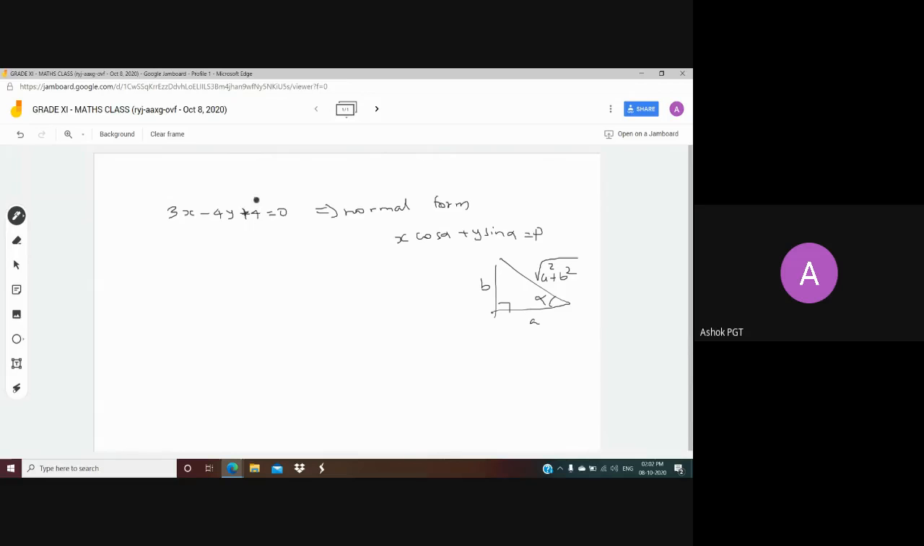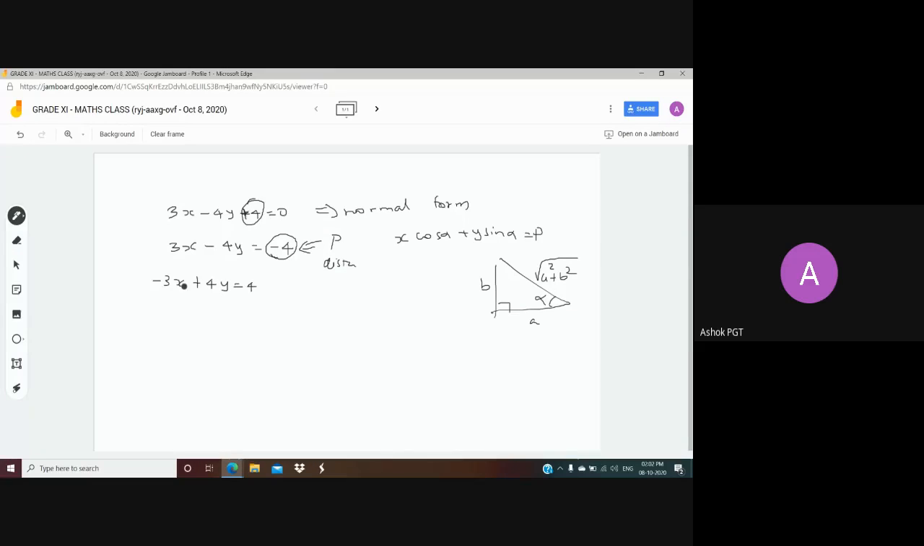But before that, we should transfer this constant to the opposite side. So we get 3x minus 4y is equal to minus 4. Here we should not have negative signs, because this right-hand side value will be equal to p. P means distance. Hence, we want to convert this into positive sign. So I am multiplying both sides by minus sign. So I get this expression.